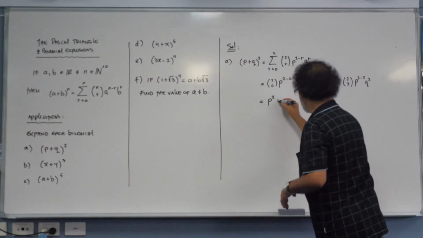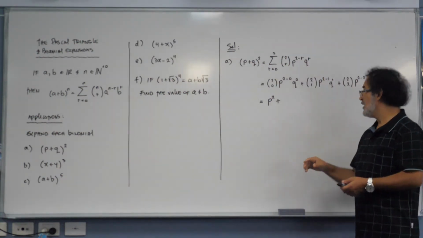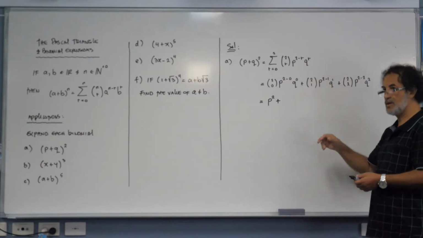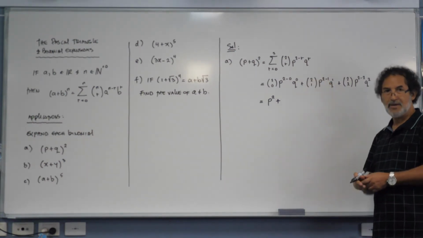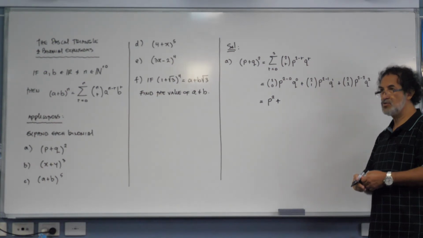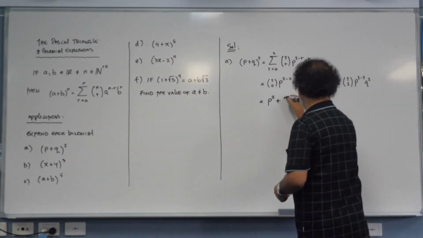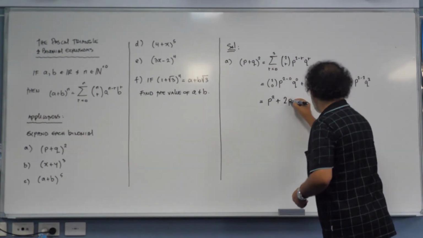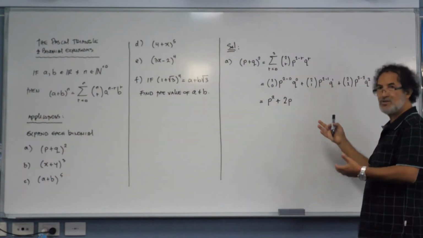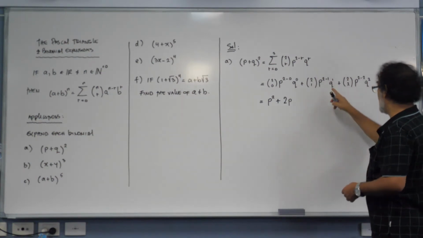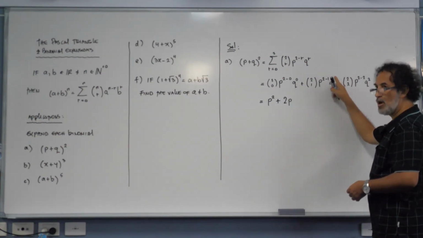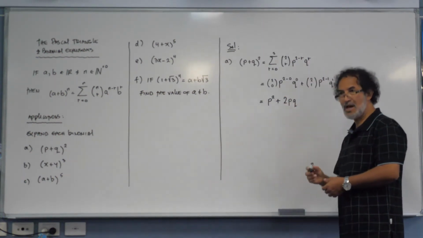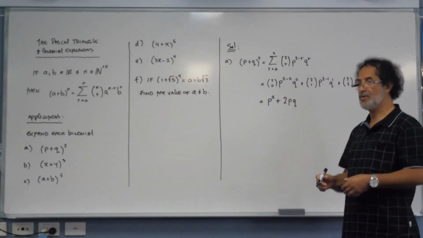Okay? Now, let's do the next one. So we've done the first term. Let's do the second term. The second term is going to be 2C1. If you do 2C1 in your calculator, the answer is going to be 2. And then in here we have P to the power of 2 minus 1, so it's going to be just P, and then Q to the power of 1, which is just Q. It's looking so much like what we know.